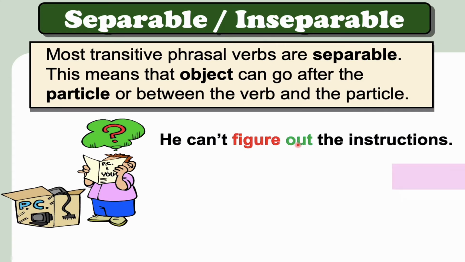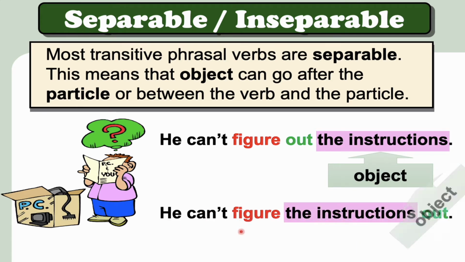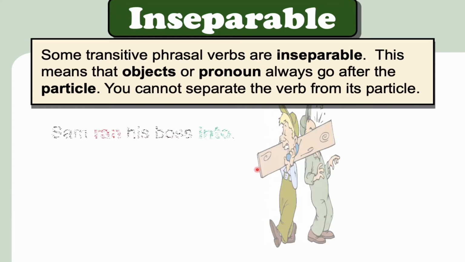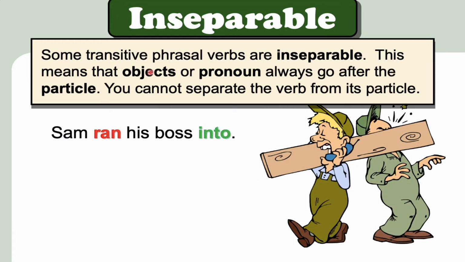Okay, as we saw in the previous example, we can say he can't figure out the instructions, or he can't figure the instructions out. Very good. So the object in the first example is after the particle, and in the second example it is between the verb and the particle.